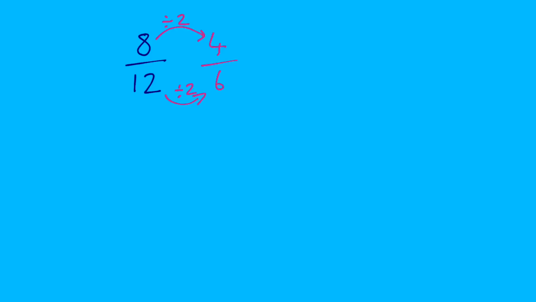Oh, wait a minute. That's not the final answer because it's not simplified as much as possible. We can see that we can simplify it even further by dividing the numerator and denominator by 2 again. This will give us the answer of 2/3. Now this is definitely the final answer, as there's no number that can divide into both 2 and 3, as they're both prime numbers. So my final answer is 2/3.